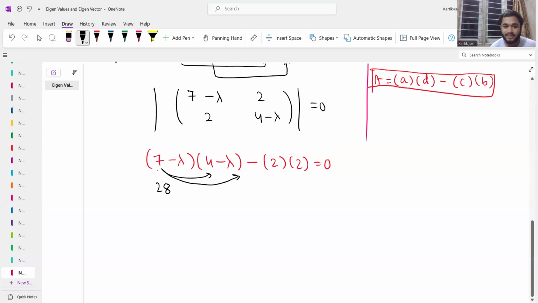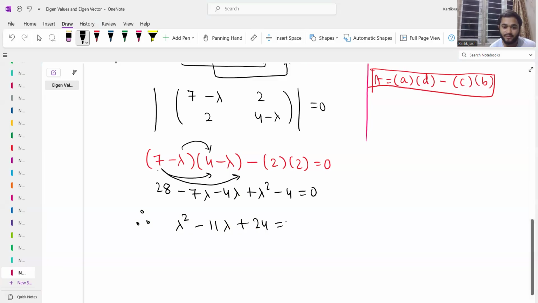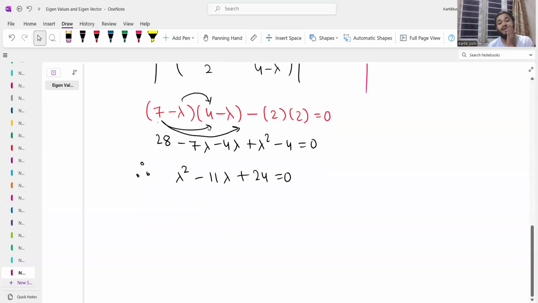Then 7 into minus lambda minus 7 lambda. Then minus lambda into 4 minus 4 lambda plus lambda square minus 4 is equal to 0. That means lambda square minus 11 lambda plus 24 is equal to 0. Now how can we find the values of lambda 1 and lambda 2 from this characteristic equation?